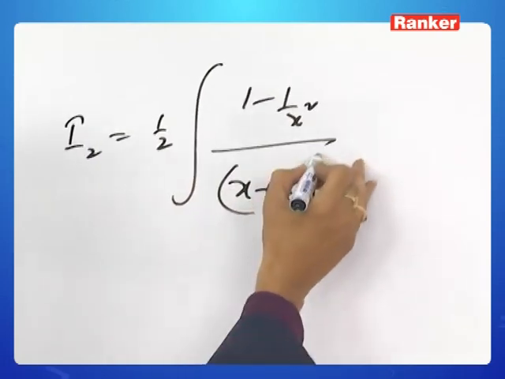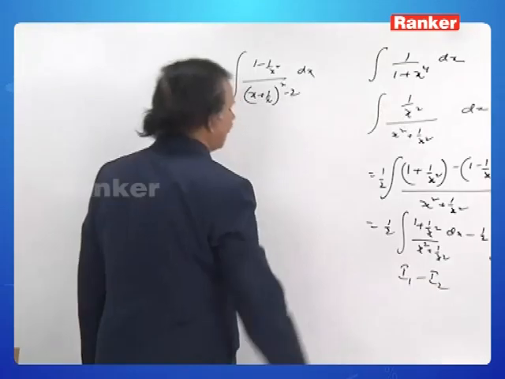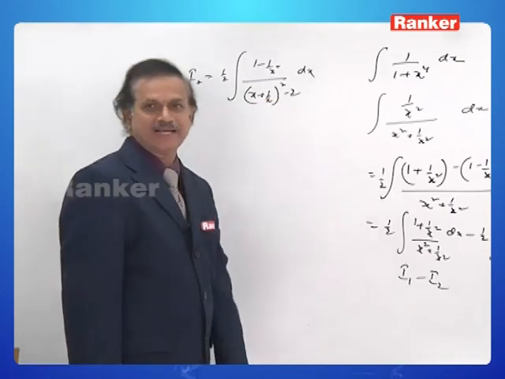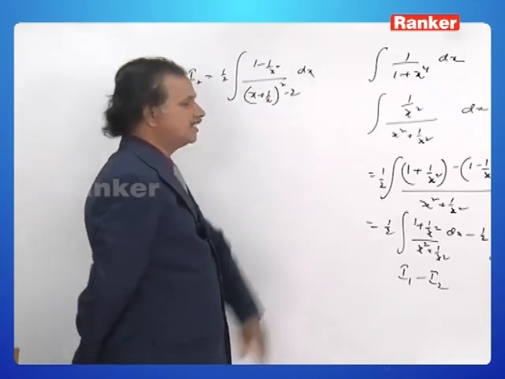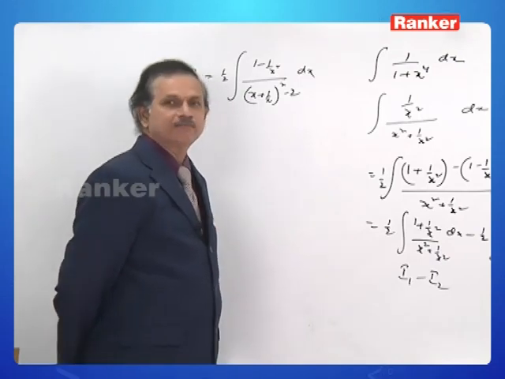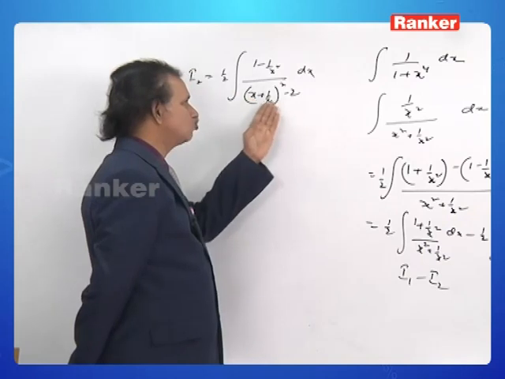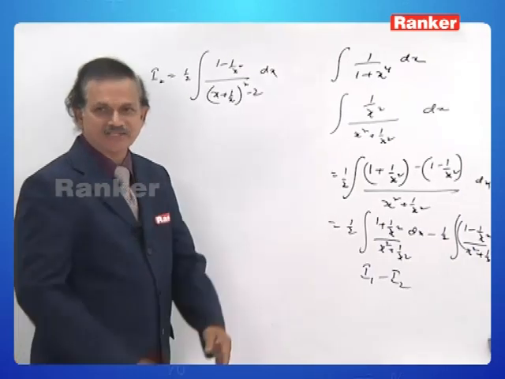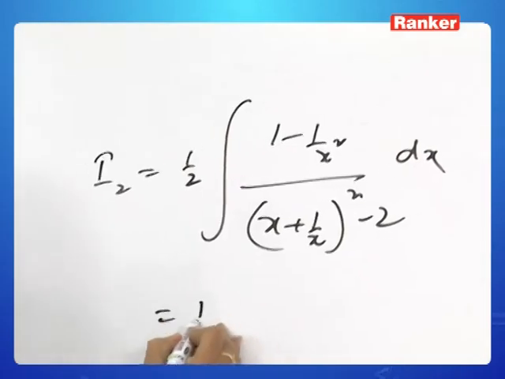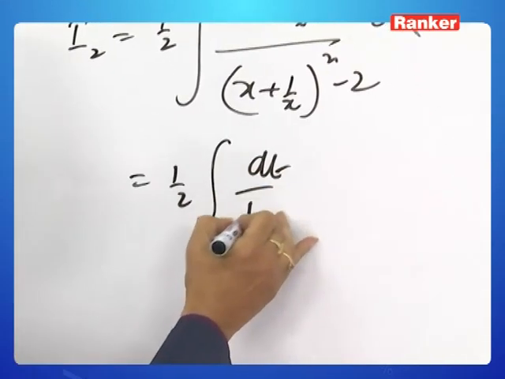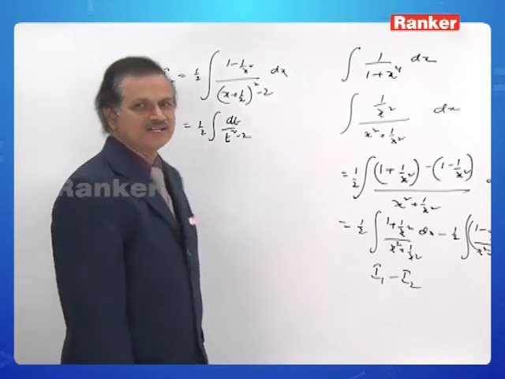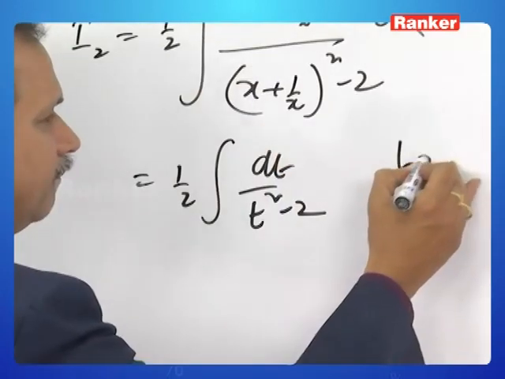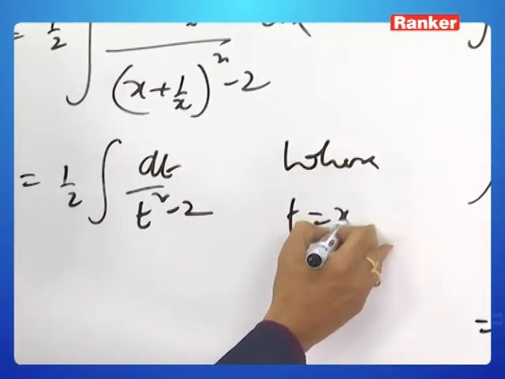observe carefully about the denominator, what I am able to write here, x plus 1 by x whole square minus 2. Here I am going to suppose x plus 1 by x as t, so that 1 minus 1 by x square dx becomes dt. Not only that, x square plus 1 by x square plus 2 minus 2 will go away, leaving you x square plus 1 by x square. So that it is again half into dt by, here it is t square minus 2. Previously it was t square plus 2, but here it is t square minus 2. Okay, where, what is t? x plus 1 by x.